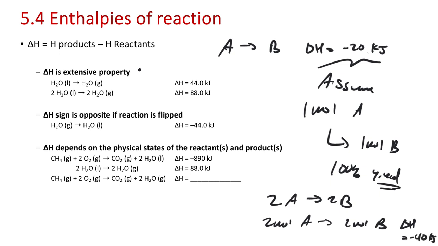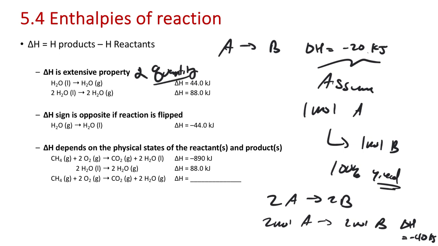And the implication is because I have twice as much. So if 1 mole of A gives off 20 kilojoules of energy when it converts to B, if I have 2 moles of A, it should give off 40 kilojoules as it converts to B. So what that means is delta H is an extensive property. It's quantity dependent. So it depends on the quantity.